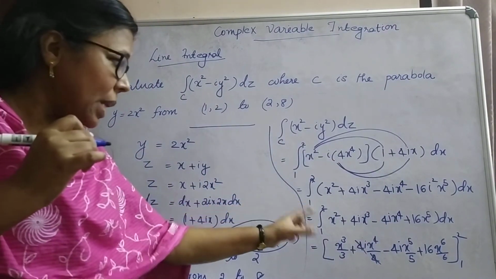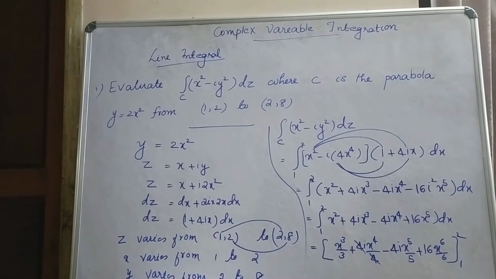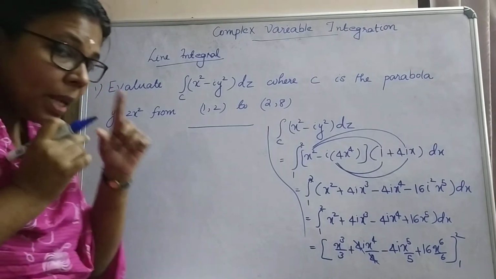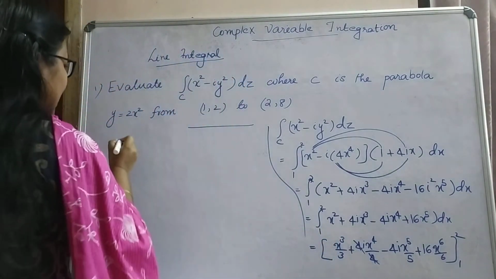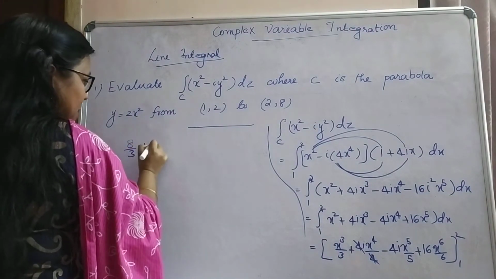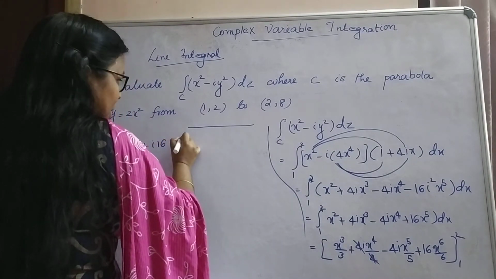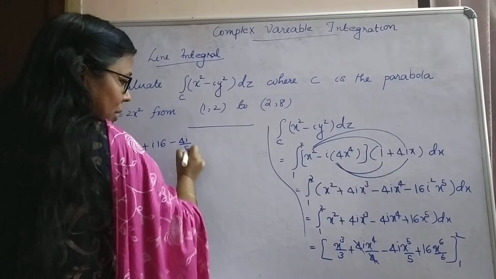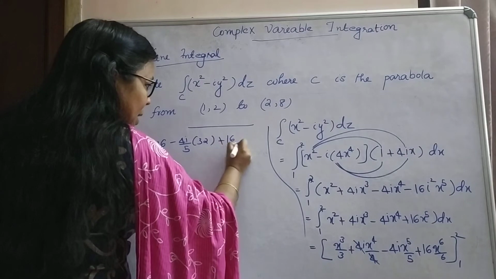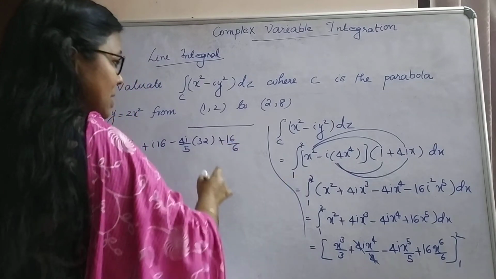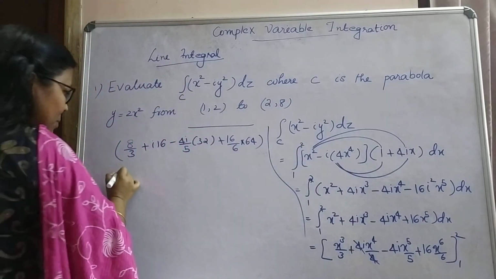Now we have to apply the upper limit and lower limit very carefully. By applying the upper limit 2: 2 cube by 3, 2 cube is 8, so 8 by 3. Plus i, x raised to 4 is 2 raised to 4, which is 16. Minus 4i by 5, then 2 raised to 5 is 32. Plus 16 by 6, 2 raised to 6 is 64. Upper limit minus lower limit 1.